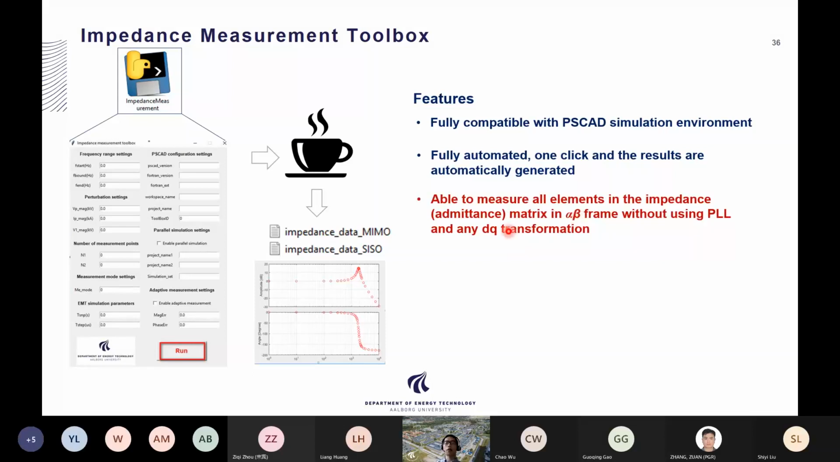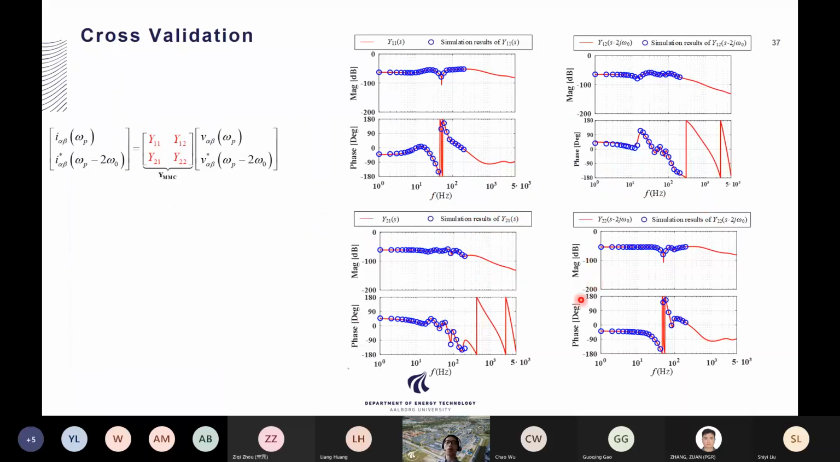And as I mentioned before, it can measure the matrix in the alpha beta frame without using any PLL and DQ transformation. And we are very proud that this toolbox has already been used by Tennet in several commercial HVDC projects, and we got very positive feedback from them. So here is just some basic results. You can see that the red line is the theoretically calculated impedance matrix, and the blue dots are measurement results, and you can see they match quite well.